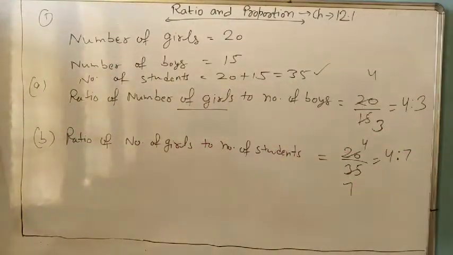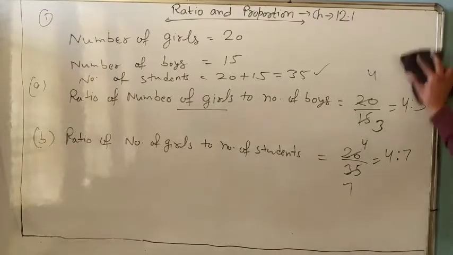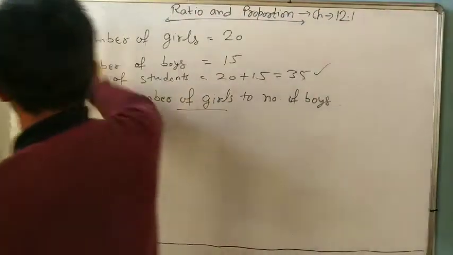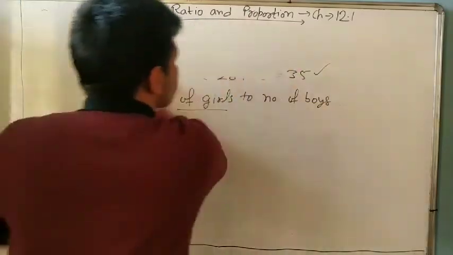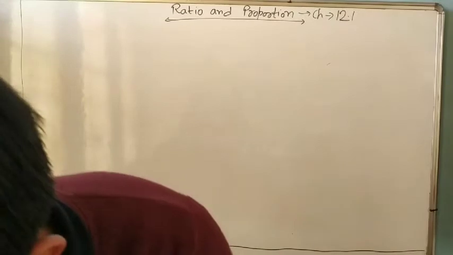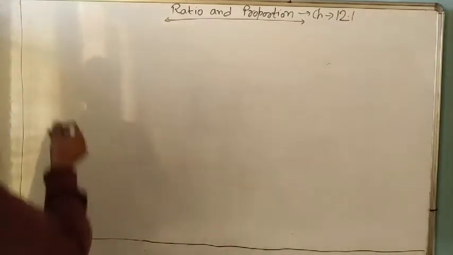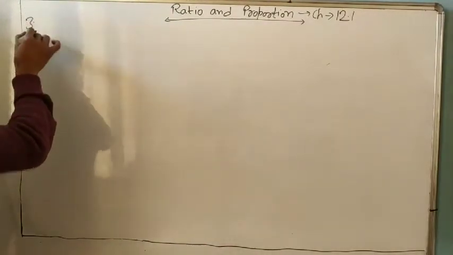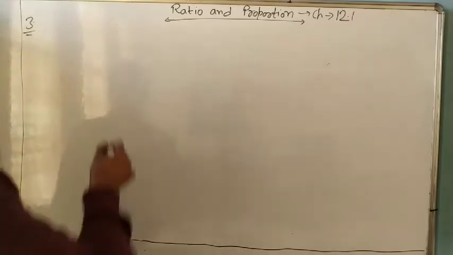Understand? Question number 2. Do yourself. Very easy question, as it is same as the first question. Okay. Next is question number 3. Question number 3. See the figure and find the ratio. And figure is given here. It is figure.